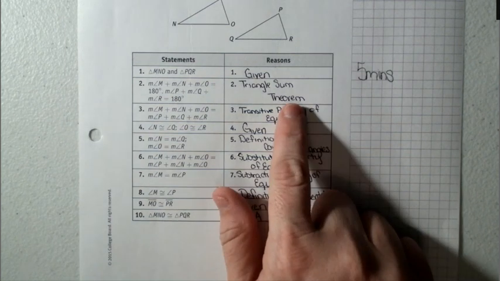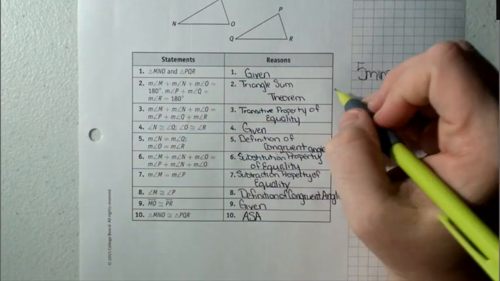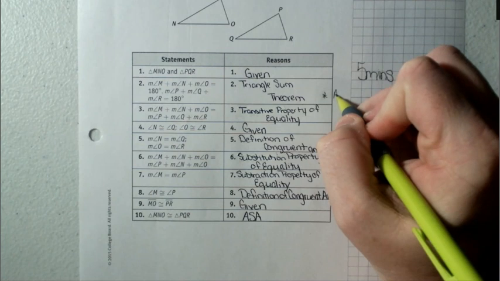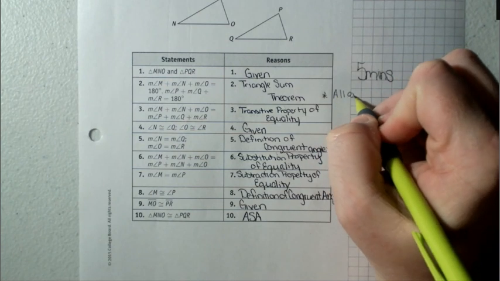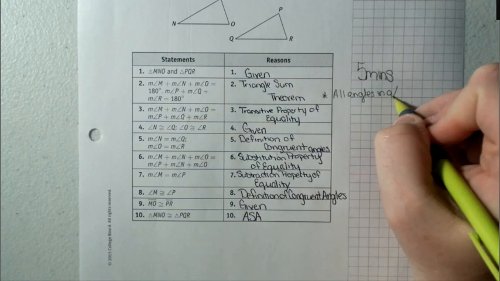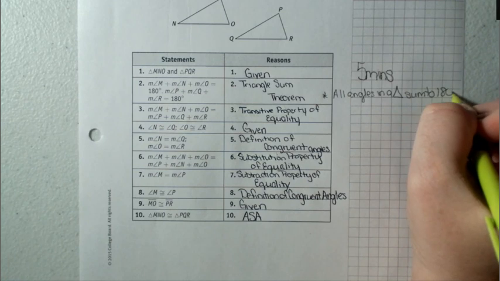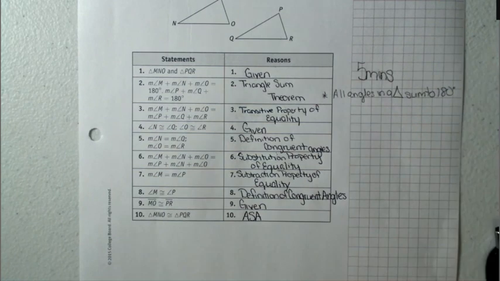I want to refer back to this triangle sum theorem. Triangle sum theorem just means that all angles in a triangle sum to 180 degrees. On to your debriefing.